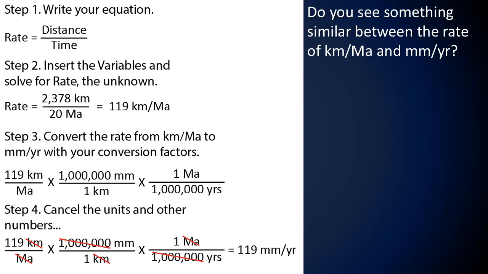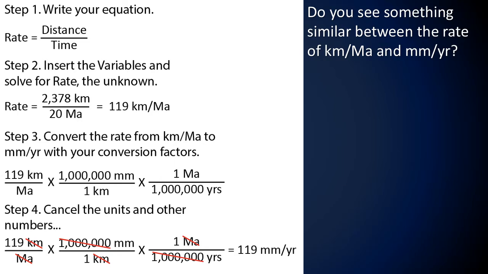So, step 1, write your equation. Rate is distance over time. Step 2, insert the variables and solve for rate, the unknown. Rate equals 2378 kilometers, your distance, divided by 20 MA, your time. Dividing that out, we find that our rate is 119 kilometers per million years.